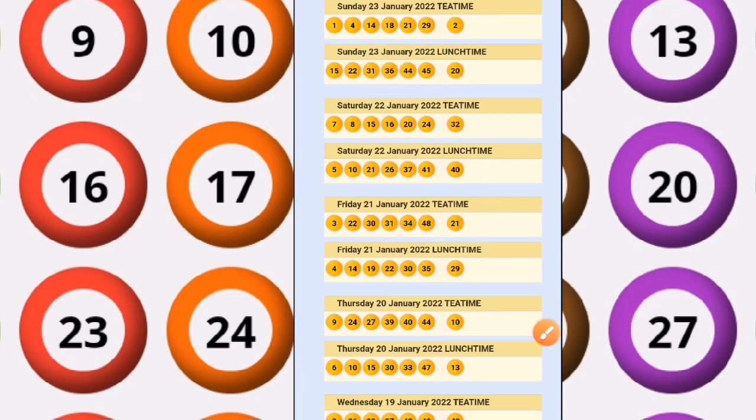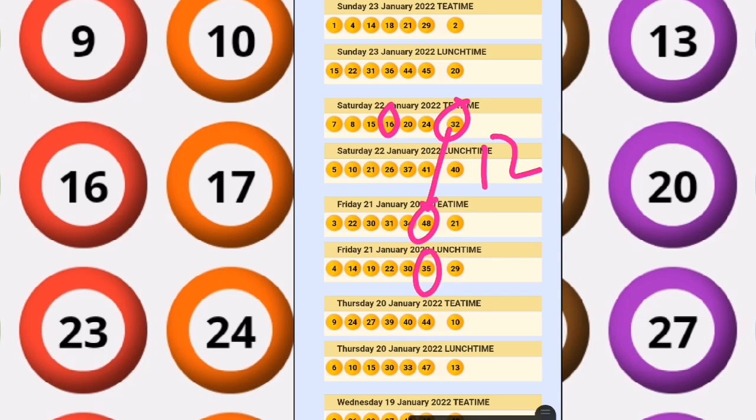That is this one from the code. All right, guys, as you can see, we have this number here and we have this number here, which will give us 12. So we have 16 here, and we have 35 here. So we should be expecting 35 to make a return.